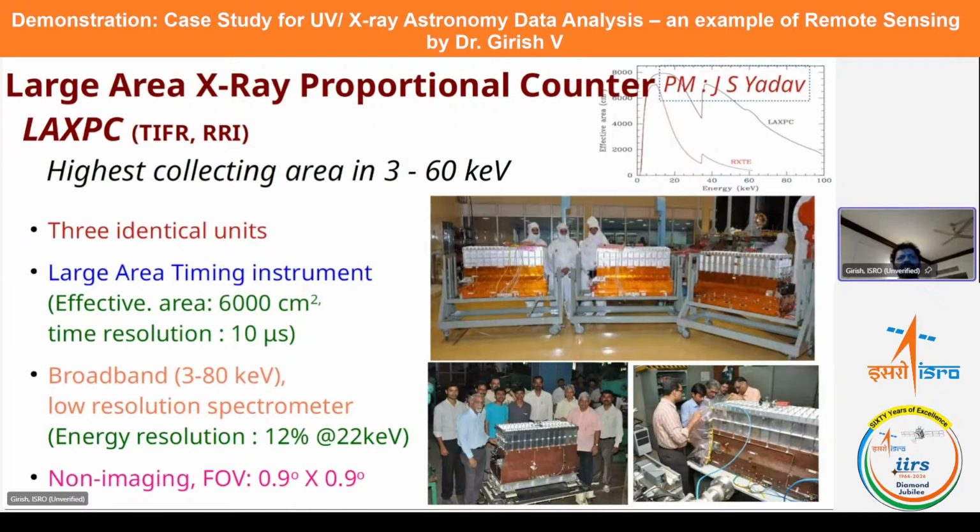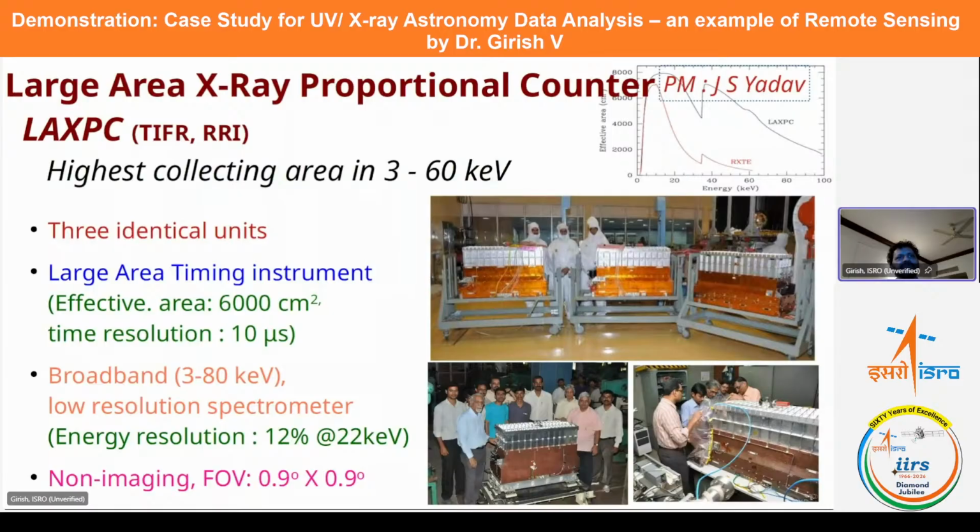Then comes the Large Area X-ray Proportional Counter. A proportional counter is nothing but a wire stretched inside a gas. When an X-ray photon falls on this, it releases electrons. Then these electrons get multiplied with the potential difference in the gas, and gas multiplication happens, and we can finally detect this photon. The number of electrons collected will be proportional to the initial energy of the X-ray photon, and hence it is called a proportional counter.